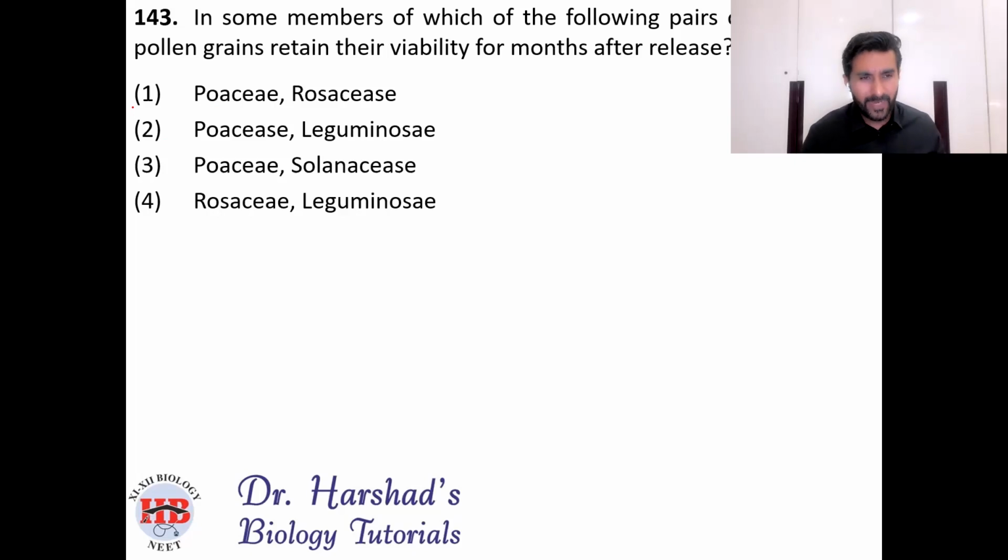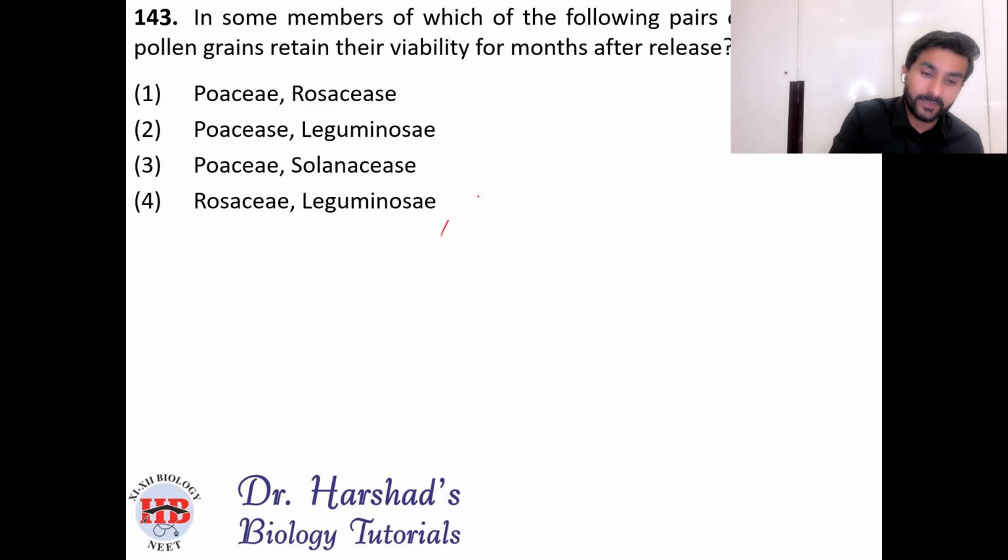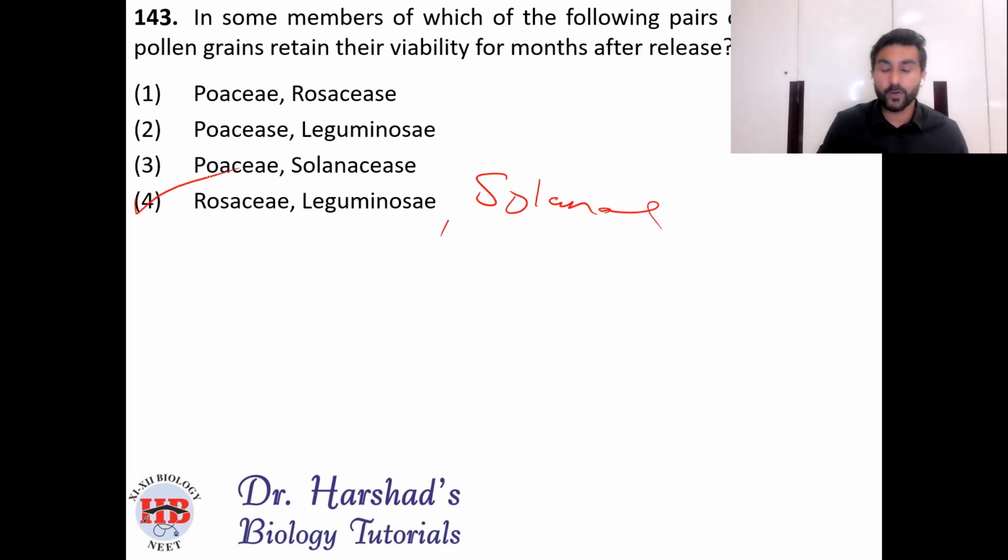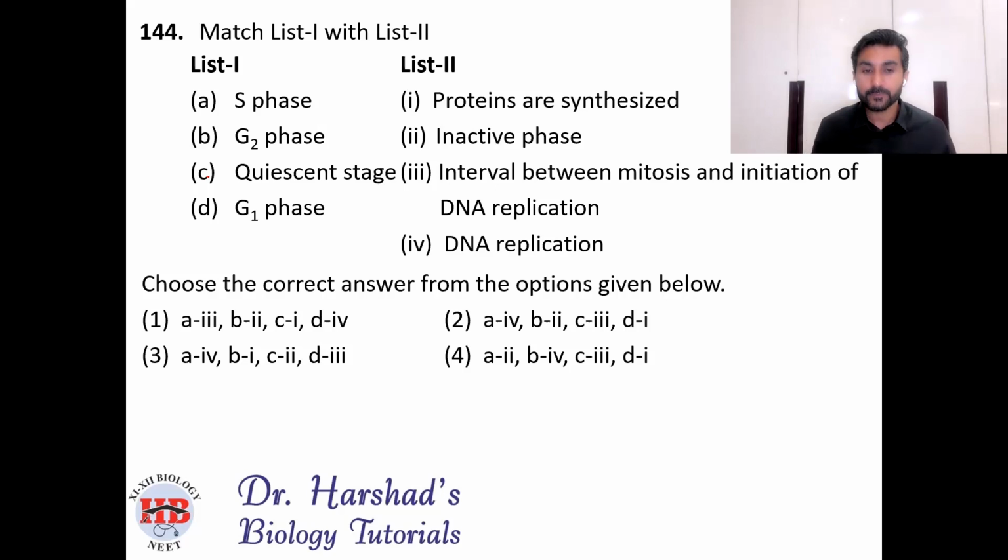In some members, which of the following pairs of families have pollen grains that retain their viability for months after release? If you remember, there are 3 families given in your NCERT whereby the pollen grains have a viability of months. One is Rosaceae, the other is Leguminosae, and the third would be Solanaceae. So our answer for this would be option number 4, which actually has 3 families: Rosaceae, Leguminosae, and Solanaceae.